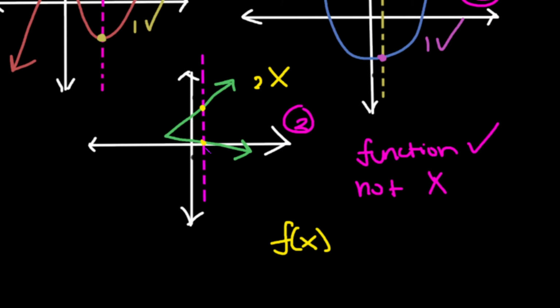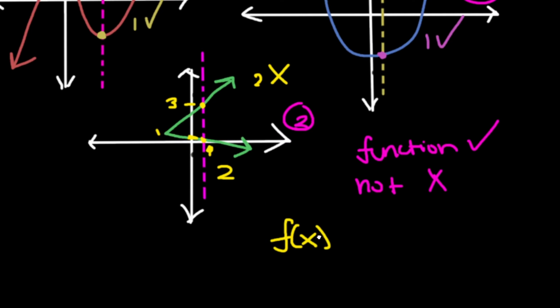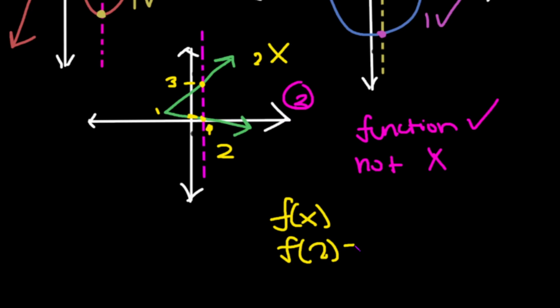So right here, let's say this x is at 2. So when x is at 2, it gives you two outputs. It gives you an output right here, let's say this is 3, and it gives you an output right here, let's say this is 1. So if x is at 2, it could give you 1 and 3, which means it is not a function.